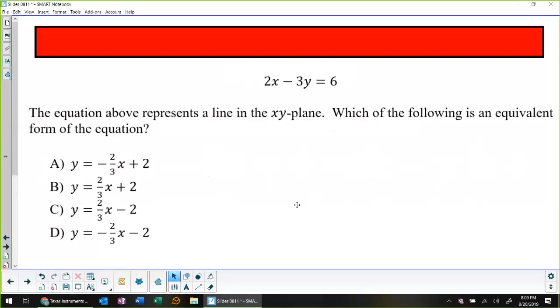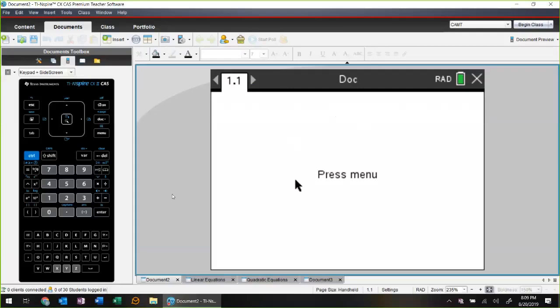So here's this particular sample SAT style question. We have the standard equation, 2x minus 3y equals 6. And students are being asked which of the following is an equivalent equation form of this equation. True, a student could go ahead and solve for y and get one of the forms below, but let's explore how we can help a student understand what information can come from standard form. So I'm going to start on the TI-Nspire first, and then I'll move to the TI-84 and show how we could do it there.